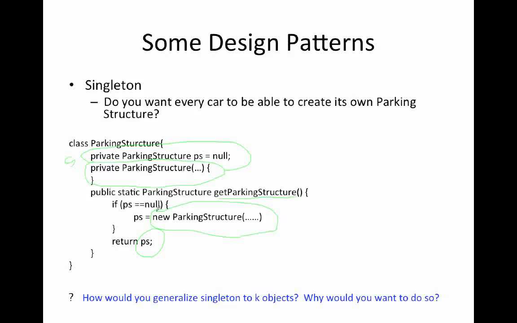So go to your model, identify classes that you don't want to have multiple instances of, and make them singleton. Likewise, it's also possible to restrict some classes to just have k objects, where this is a specialized case where k is 1.